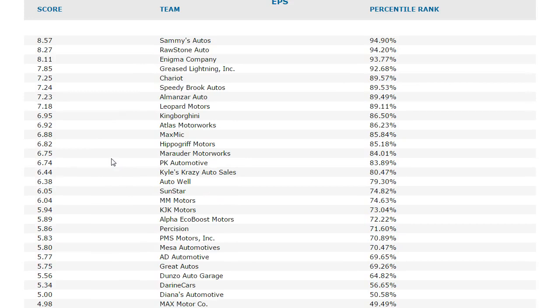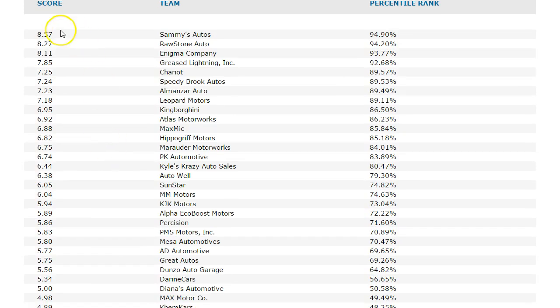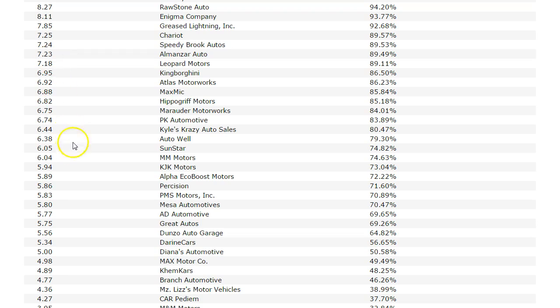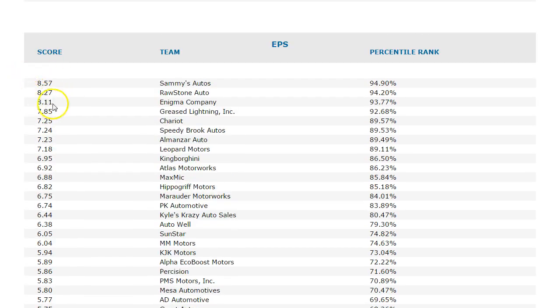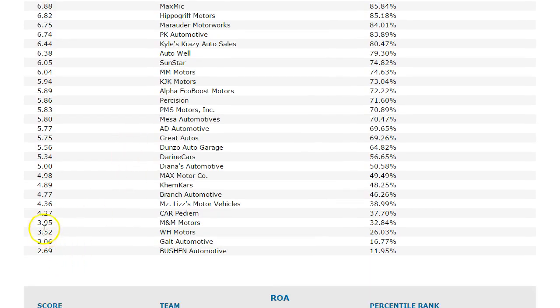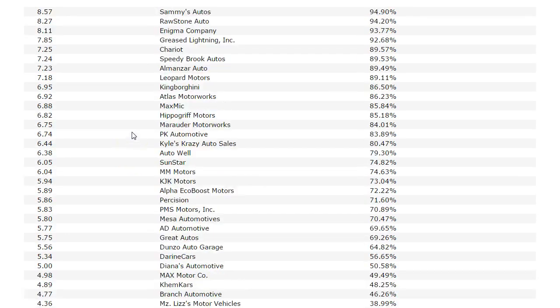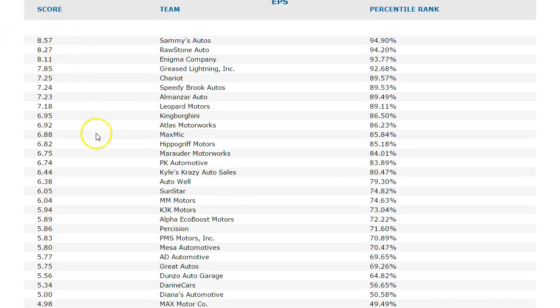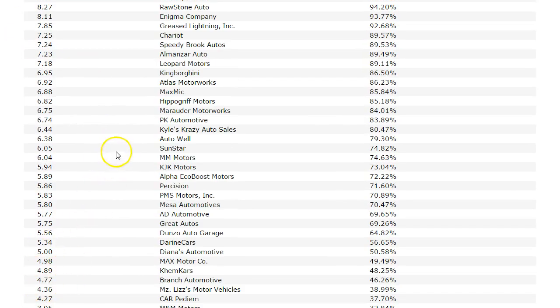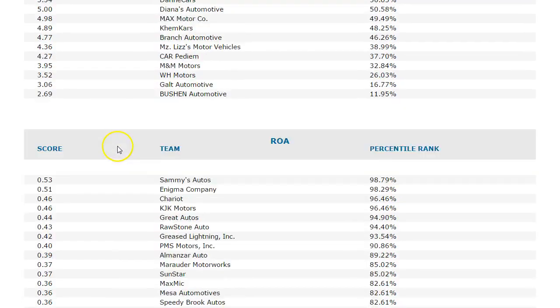Earnings per share, of course, is your earnings divided by outstanding shares. And we can see that the teams with the higher earnings per share, we have up to three teams with over $8 earnings per share, and a number of teams under $5 earnings per share. So what did these companies do to have so much earnings that these companies didn't do? That's the research that you have to do moving forward.